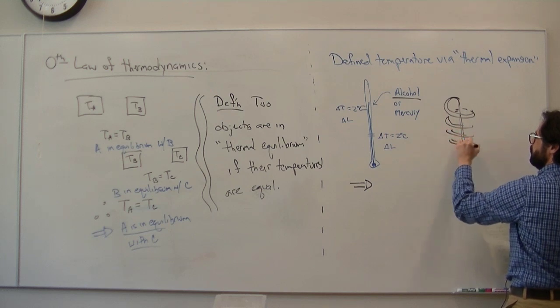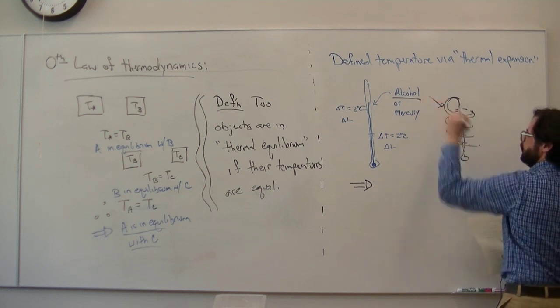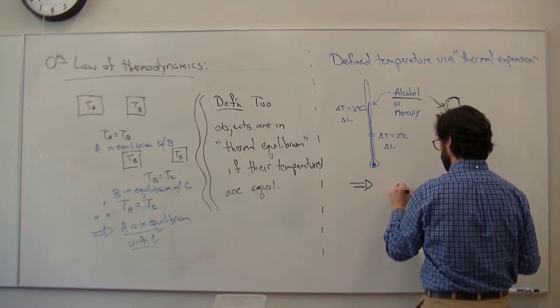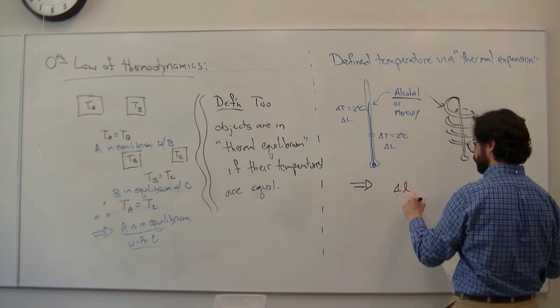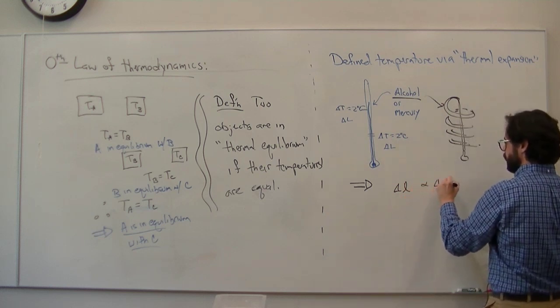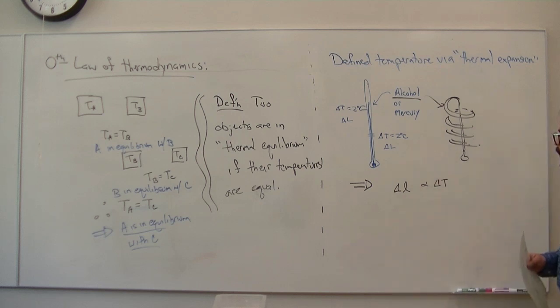And they have these hand-painted degree markings because this was actually full of alcohol. Okay, so what we know is delta L, and I'll use little l because I think your book does, is proportional to delta T. So now what we have to do is fill in the details.